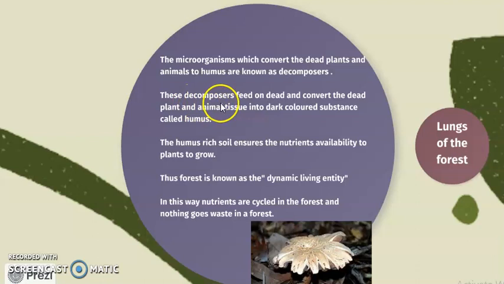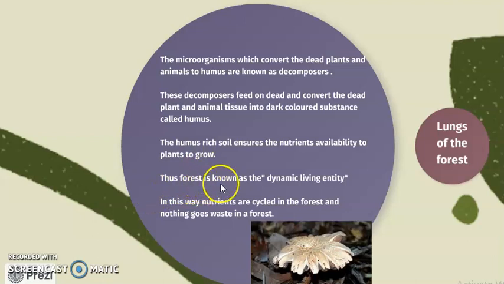The organisms which convert the dead plants and animals to humus are called decomposers. These decomposers will be feeding on the dead plants or animal tissue and convert them into dark color substances called humus. So what is humus? Humus is a dark color substance which is formed by the action of decomposers on the dead and decaying plants and animal tissue. Now the humus-rich soil will be present in the forest or anywhere. It will ensure that the nutrients will be available to the plants for their normal growth.